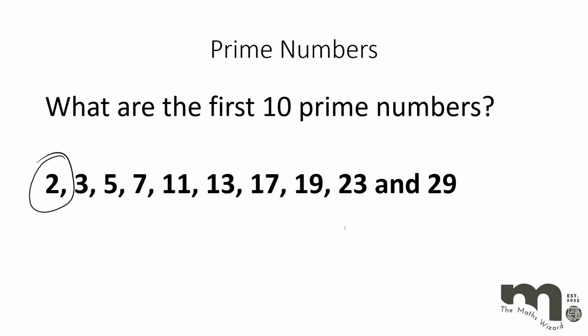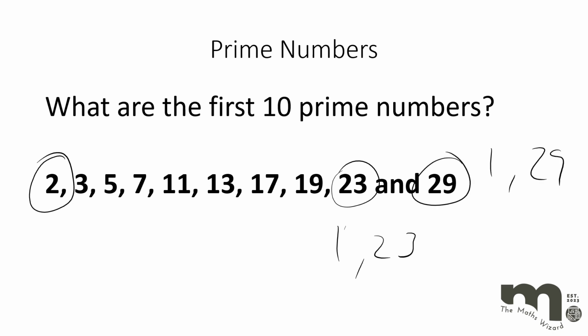If we just pick out some other examples, 23, that's only in the 1 times table and the 23 times table. It doesn't feature in any other times table. 29 is only in the 1 and the 29s. And then if you carry on, you'll find numbers like 31, 37, 41, and so on. Okay, but that's it. So that is essentially what a prime number is.